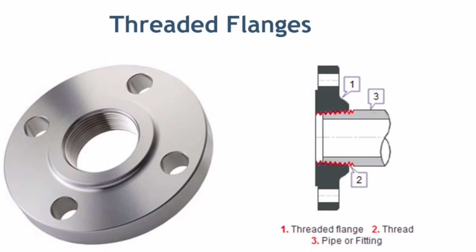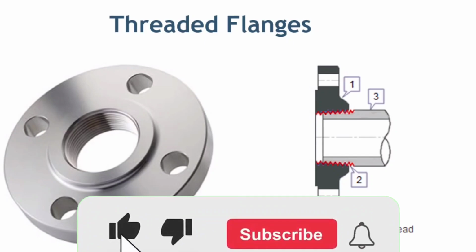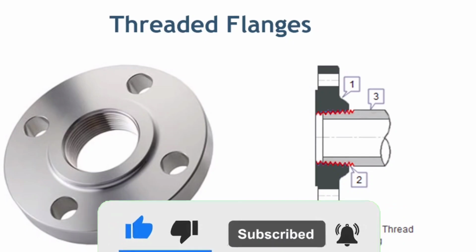The next type of flange is threaded flange. The threaded flange design, also called a screwed flange, uses a screw thread to connect the flange to a pipe. A male thread is cut onto a pipe end whilst a female thread is cut into the bore of the flange. The male threaded pipe is then screwed into the female threaded flange.